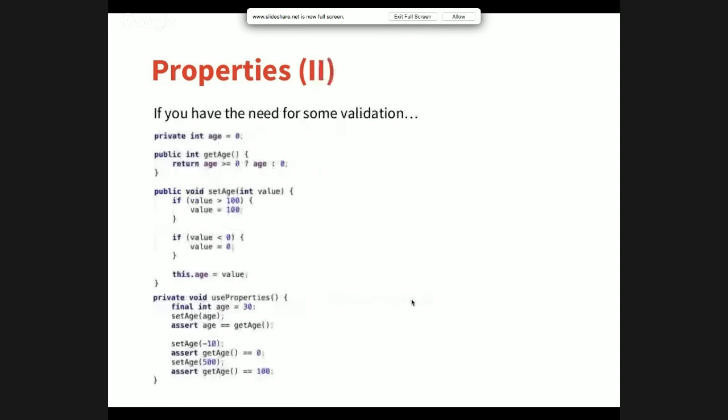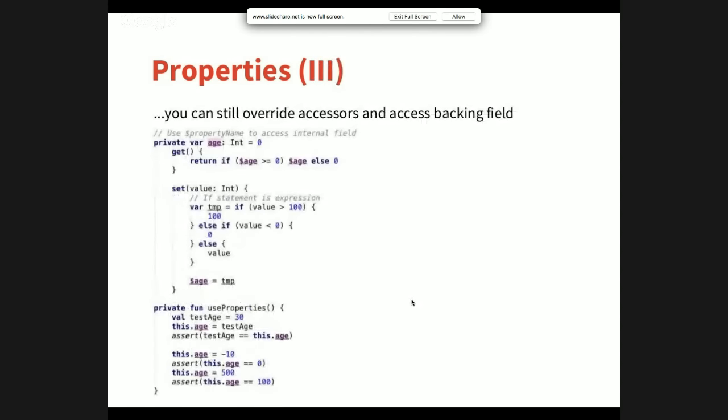But if you do need some validation like this, this is Java code, you can still have it in Kotlin. You just have to override the accessors. If you want to hide the setter, for instance, you can declare it private.